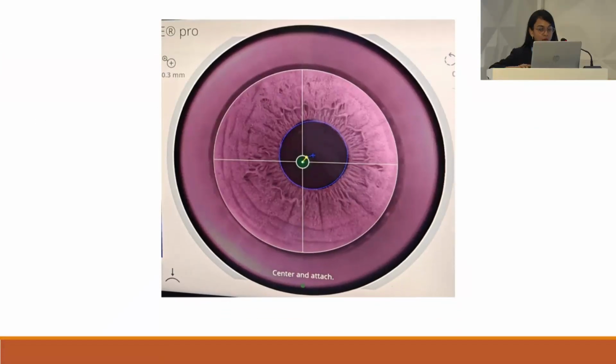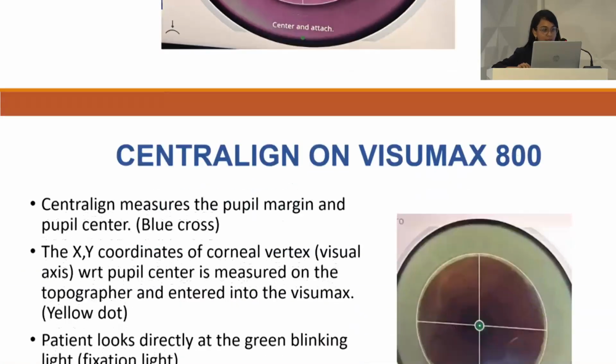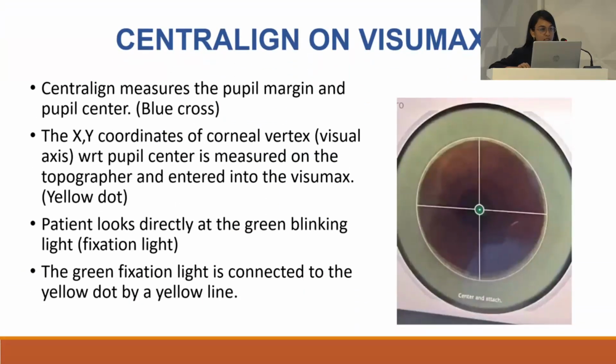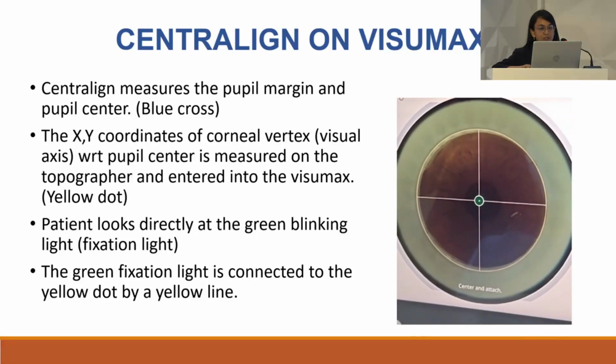Here we can see how the pupil margin is defined by the blue dotted line. Then you get the pupil center with the center blue cross and one yellow dotted line with the center green fixation light where the patient fixes. On starting the treatment, the Centralign measures the pupil margin and the pupil center as the blue cross. The XY coordinates of the corneal vertex with respect to the pupil center are measured on the topographer and entered into the VisualMax 800, which is seen as the yellow dot. The patient then looks at the green blinking light and the green fixation light is connected.